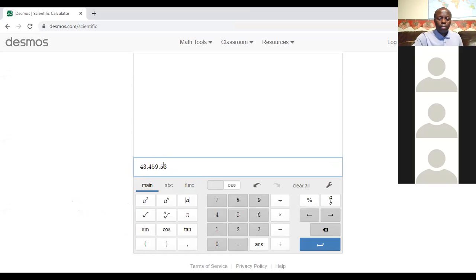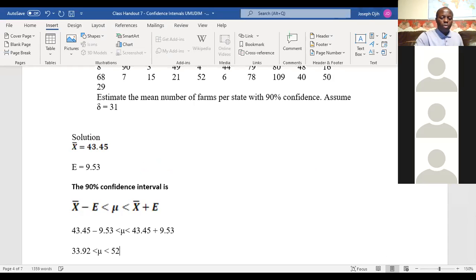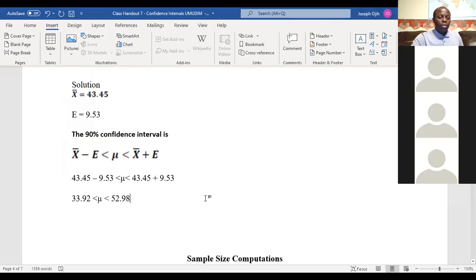That gives 52.98. So in some books, they might write it in this form: 33.92, comma, 52.98. They mean the same thing. So that means it goes from between this and that.